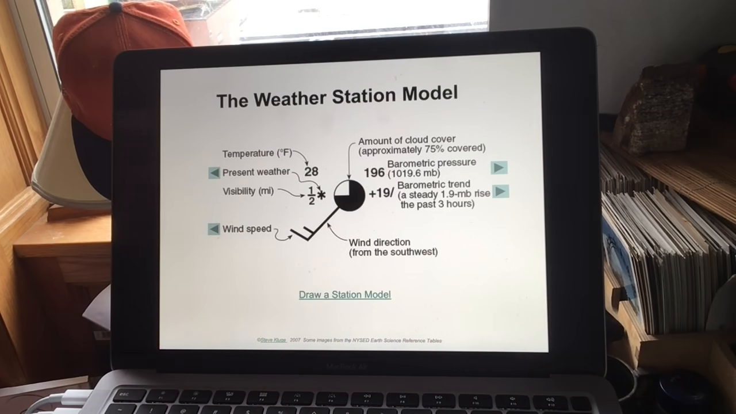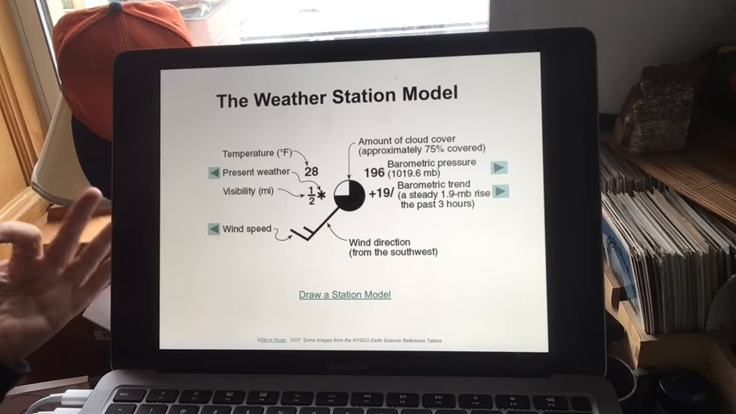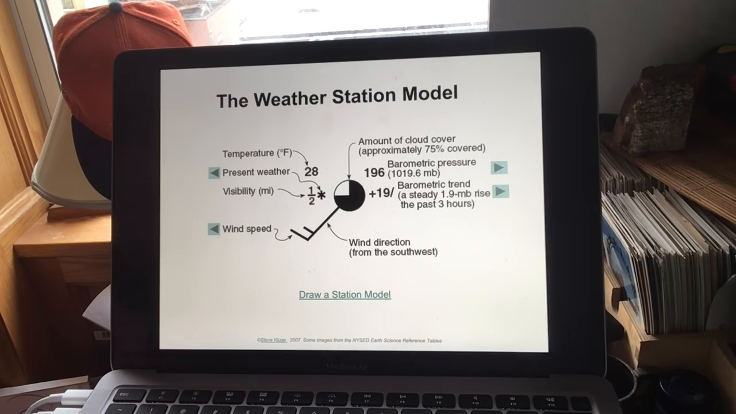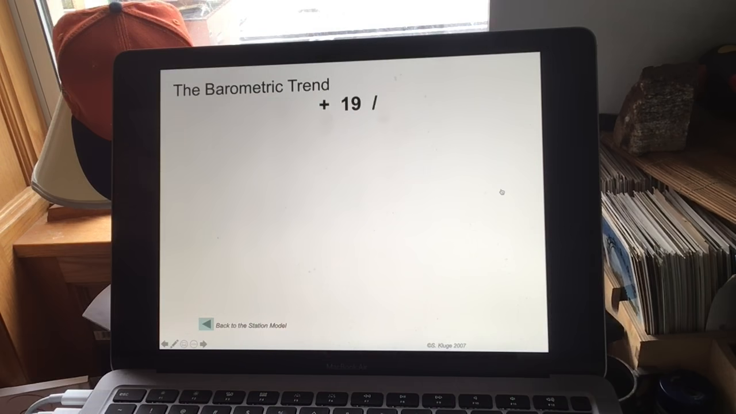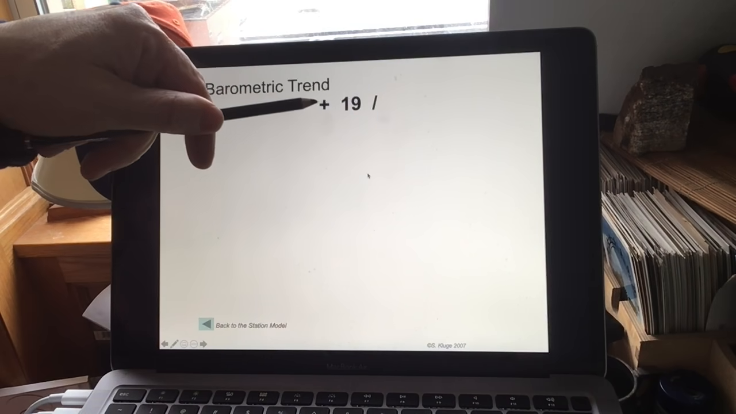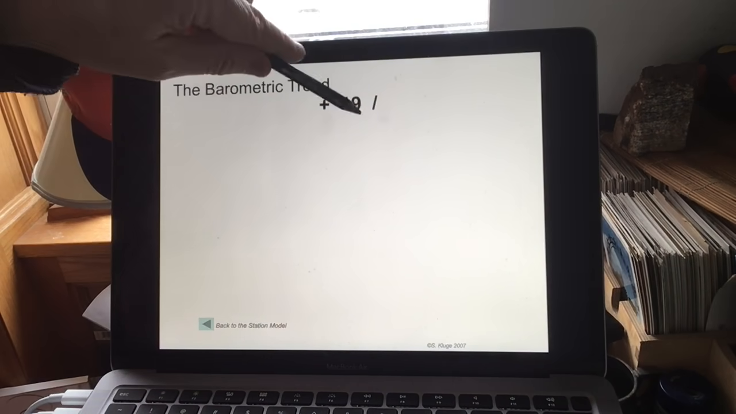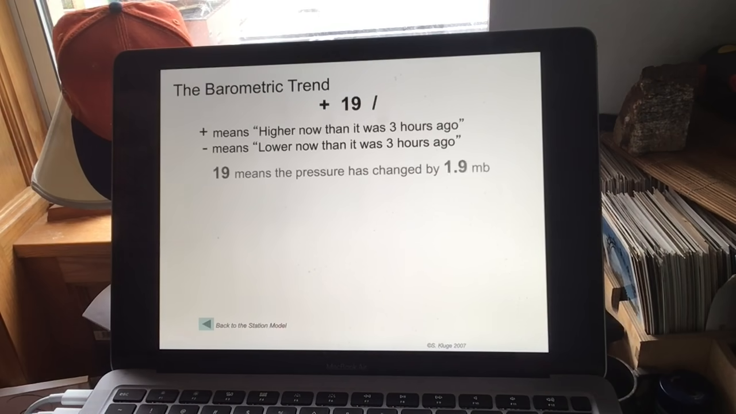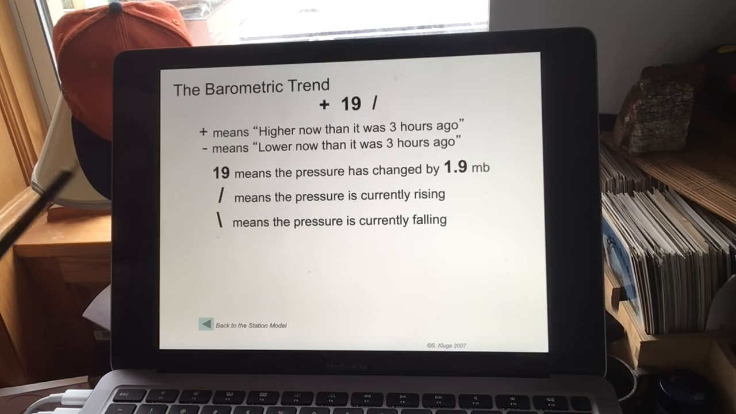How much lower? Turns out 19 on a station model doesn't mean 19. It means 1.9. And so we have to subtract 1.9 from 1019.6 to find out what the air pressure had been 3 hours before. So we'll just look at that for a second. The trend, again, it's either a negative or a positive. In this case, a positive. It's either a forward slash going up or a backward slash going down. Higher, lower. 19 means 1.9. Forward slash rising, backslash falling.